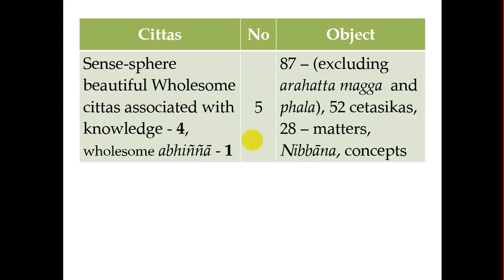The reason is, these Arahata path and fruition, Arahata-Magga and Arahata-Phala, are all beyond their reach, right? Therefore, other than Arahata-Magga and Arahata-Phala, these 5 Cittas can reach other objects. So here, the objects of the 5 Cittas are the 87 Cittas, excluding 2 Cittas, that means Arahata-Magga and Arahata-Phala, and the 52 Cittasikas that associate with the 87, and also Nibbana and concept.